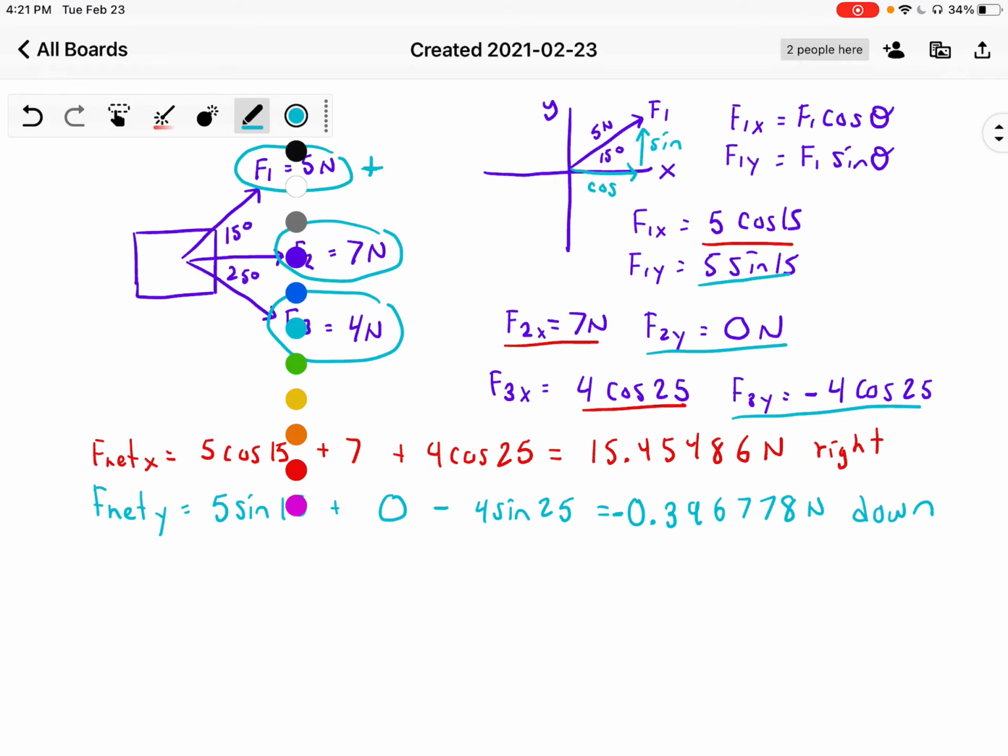Now that I have those two, I'm going to add them together to get the net force. So the magnitude of the net force, and you'll notice I put it in absolute value signs because the magnitude is not the full vector, it's just the number part. And so I put the absolute value signs around that to say I know that this isn't the full vector, this is just the magnitude.